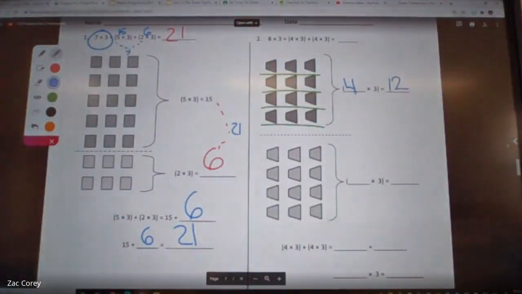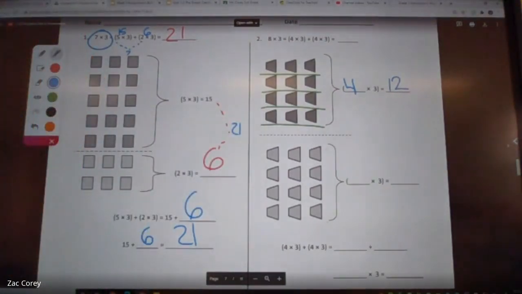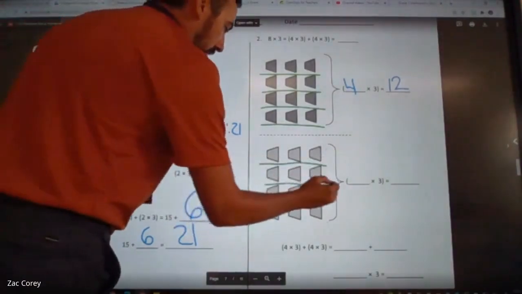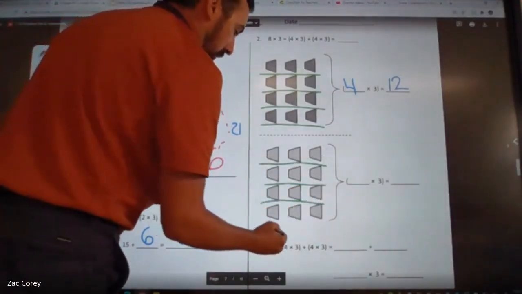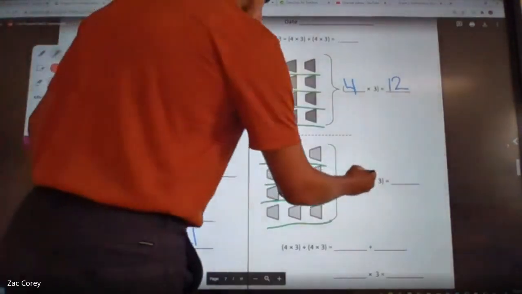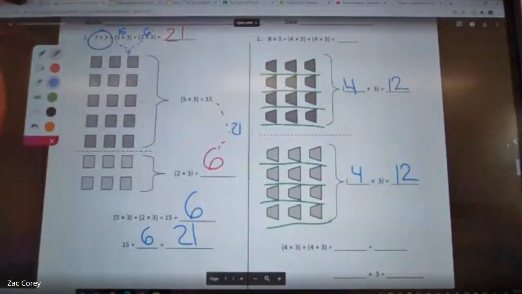All right, and then we have some more down here, all right? We have some more of those shapes. So let's see how many we have here. We have 1 row, 2 rows, 3 rows, 4 rows of 3, same as up above. So 4 times 3 equals 12.